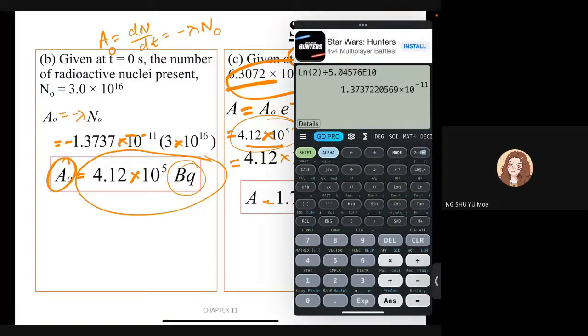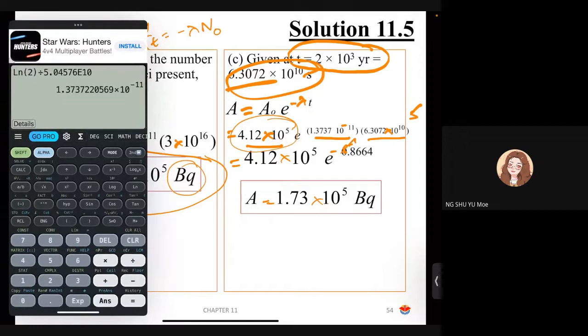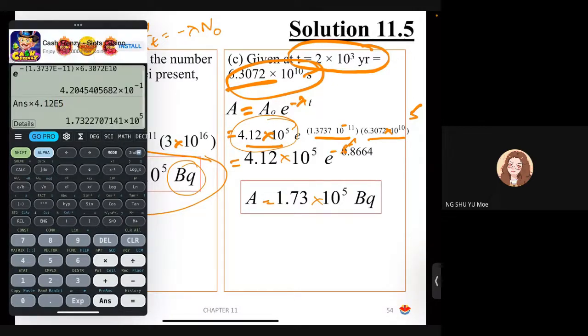Kenapa saya dapat besar sangat? Saya buat exponential dulu. Takut salah tekan exponential ni. Okey, negatif 1 point, banyak bulat lah nombor dia ni. 7 eksponen negatif 11 darab 6.3072 power of 10. So saya dapat ni. So darab 4.12 power of 5. Betul lah. 1.0. Saya tekan okey.